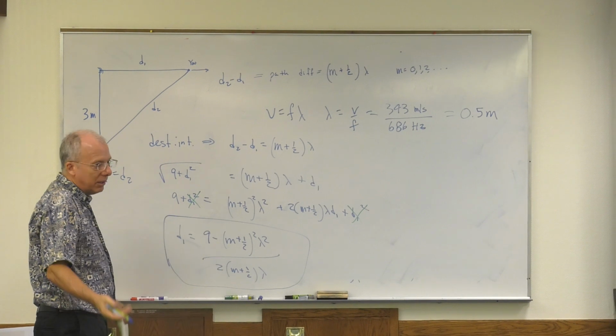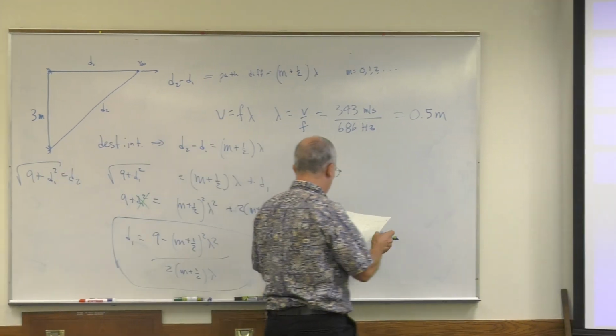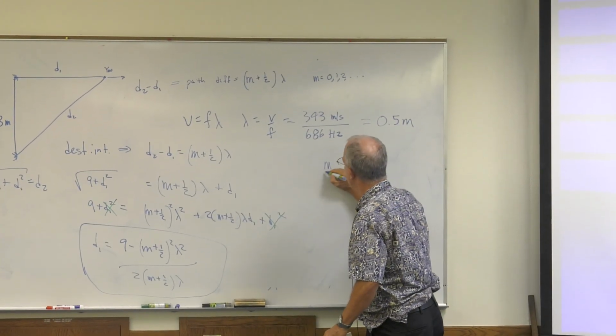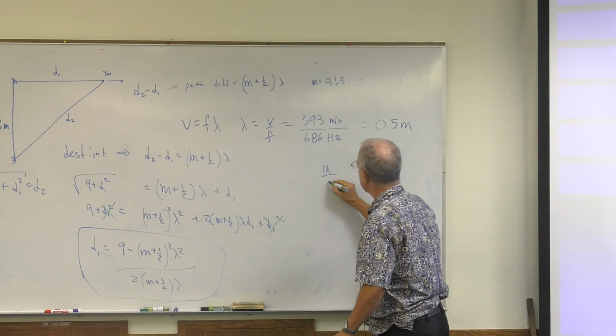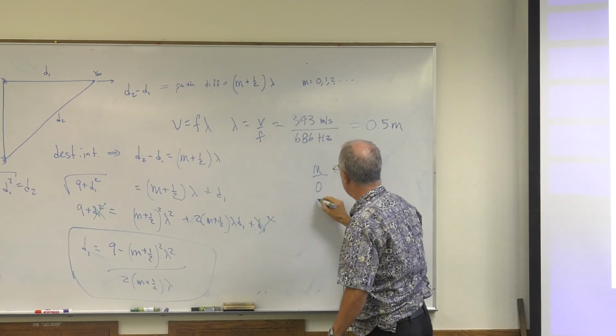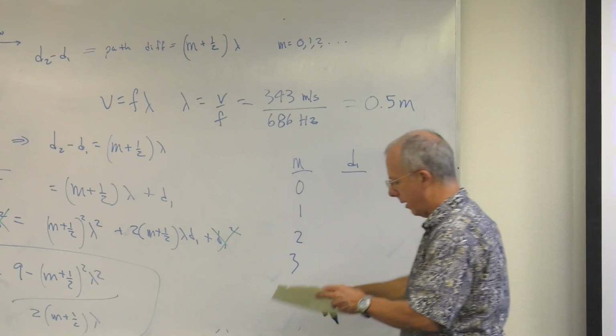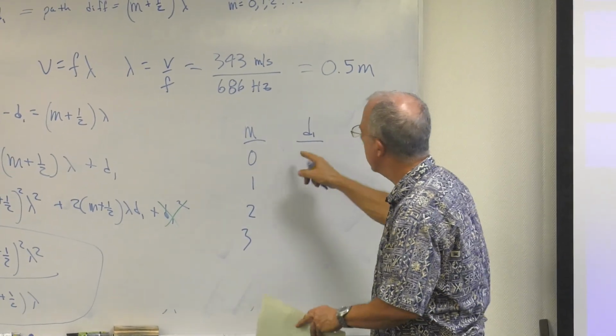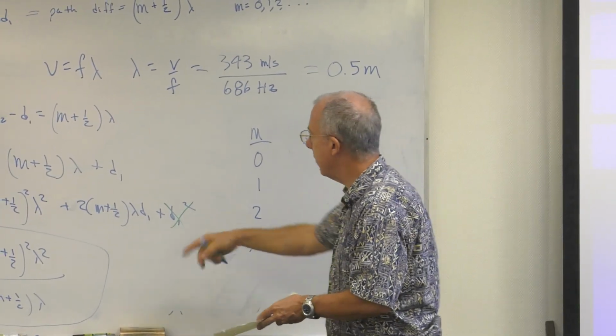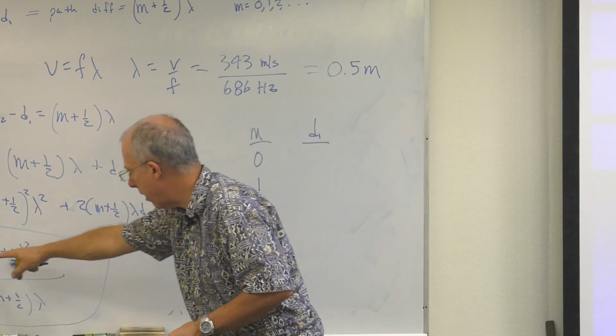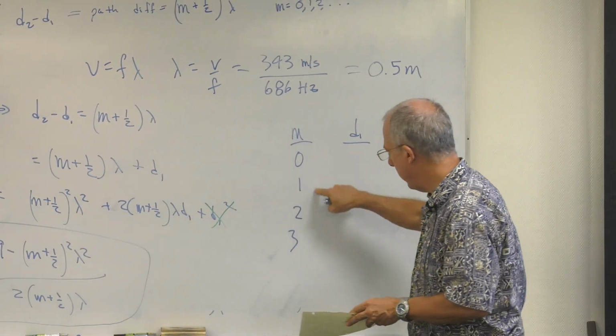So we just have to find out the distances. So just make a table. Just make an m and a d1. So 0, 1, 2. I get sick and tired after that. All right, so just plug it in. Just plug everything in with m equals 0, 1, 2, 3.